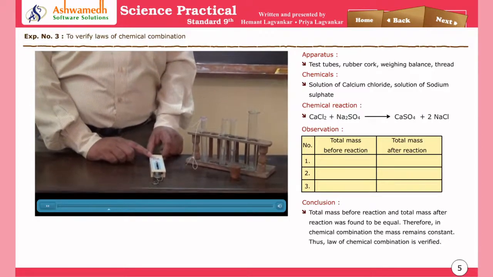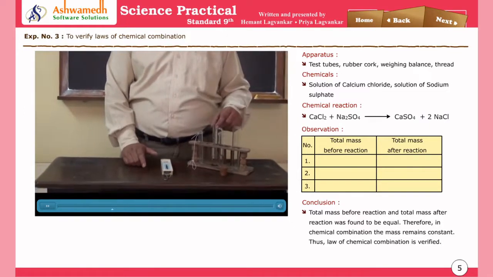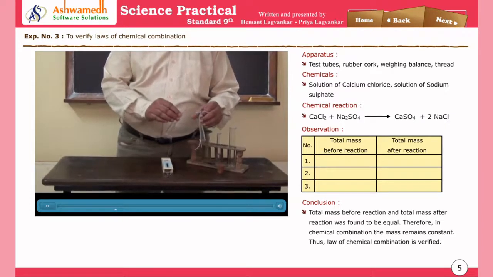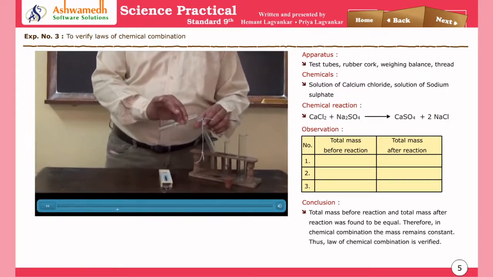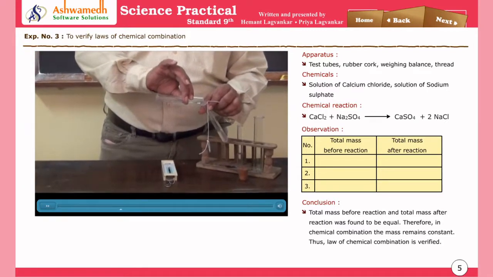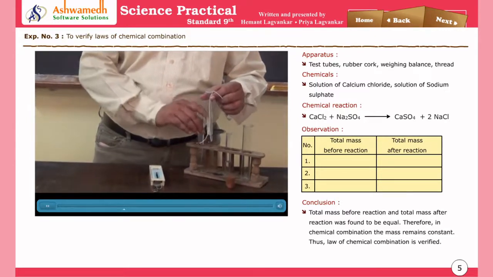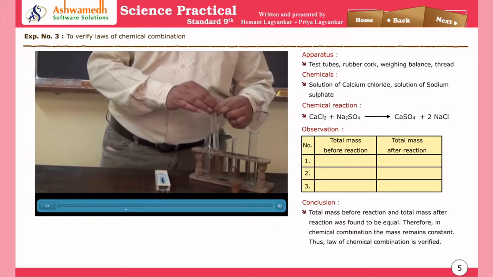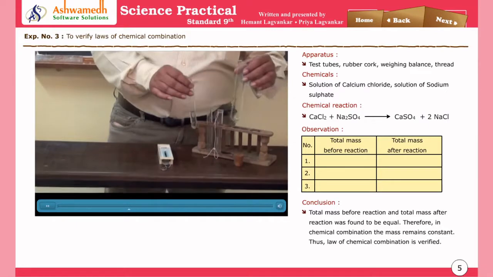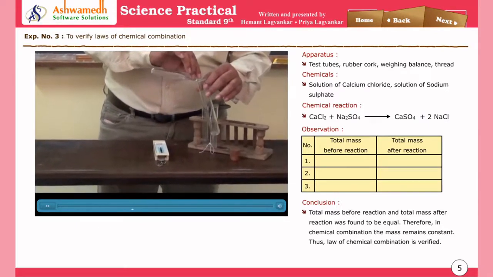So let us start with the experiment now. To begin with, we will transfer one of the solutions in a test tube which is tied with a thread. So I am transferring this solution in the test tube. Of course, you can see the color of the solution, it is colorless. The second solution I am transferring to the bigger test tube. This solution is again colorless.